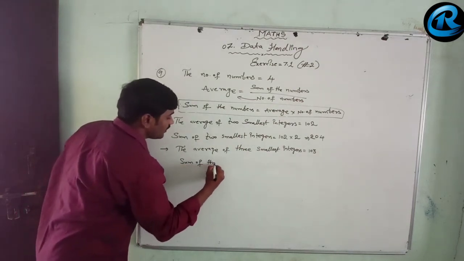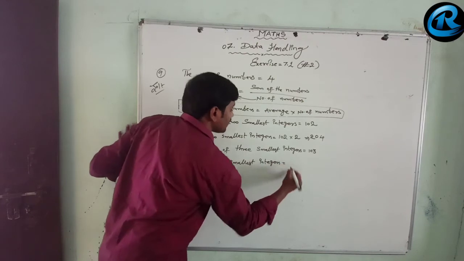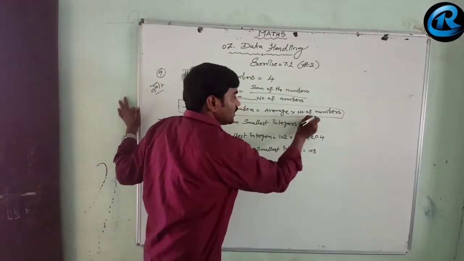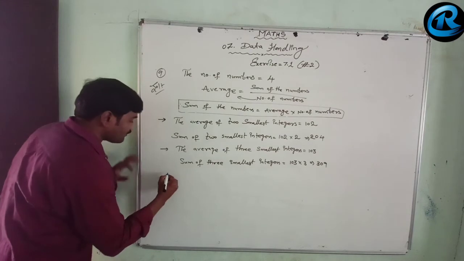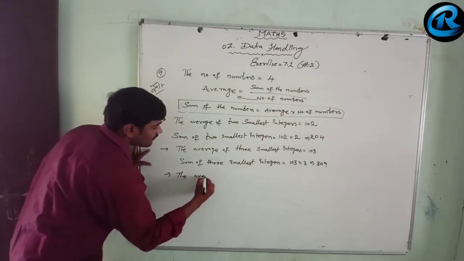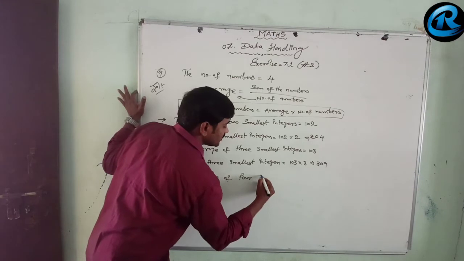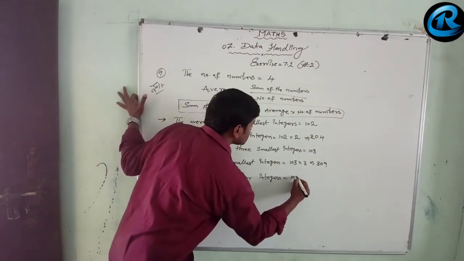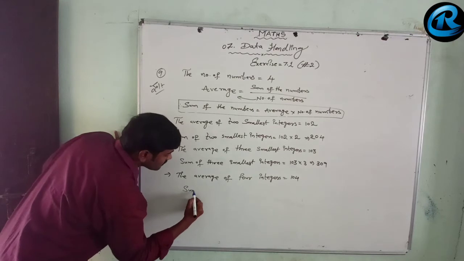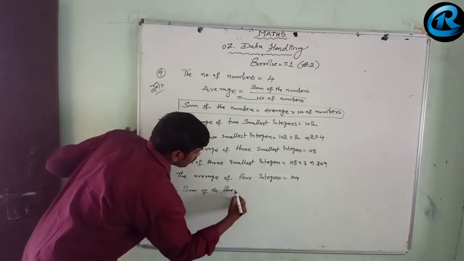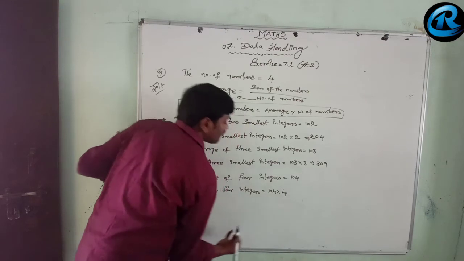Sum of three smallest integers equal to this 103 average into number of numbers, which is 3. That equals 309. Similarly, we go for the average of four integers. The average of four integers is 104. Then let us find out the sum of the four integers. Sum of the four integers equal to average into number of numbers, which is 4 here.